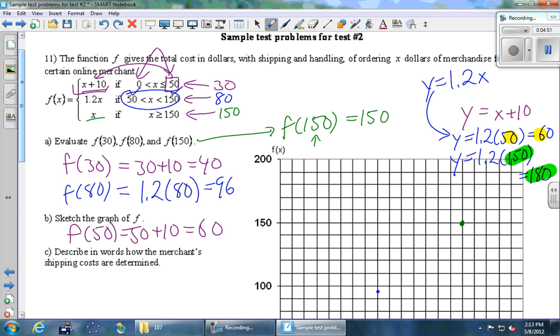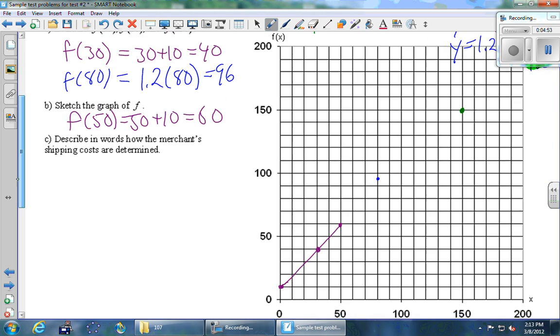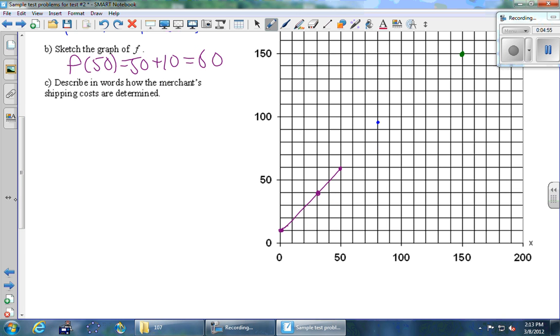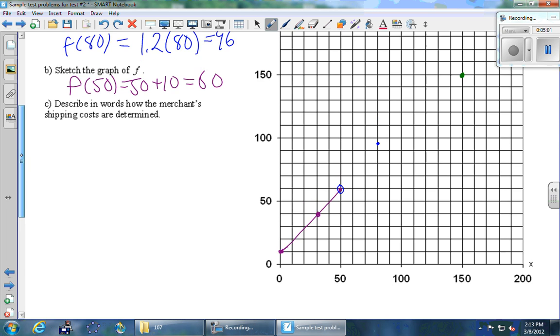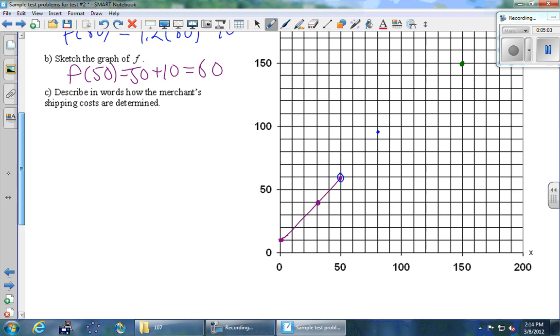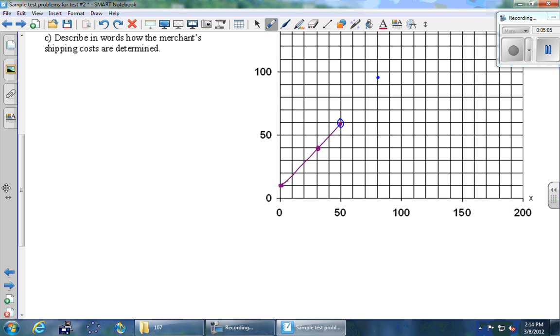50, 60. 50 and 60 is right there. It happens there's a dot there. I'm going to put an open circle on it for a second. And then the other point was 150, 180. So we go to 150, and then we go up to 180.